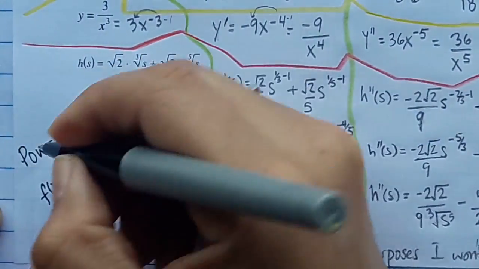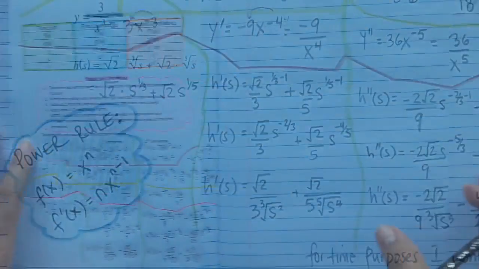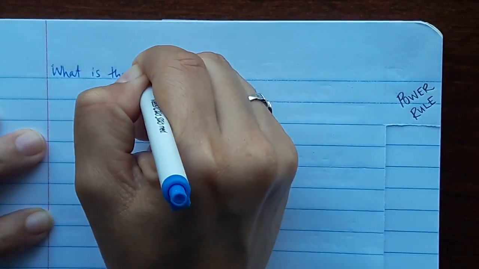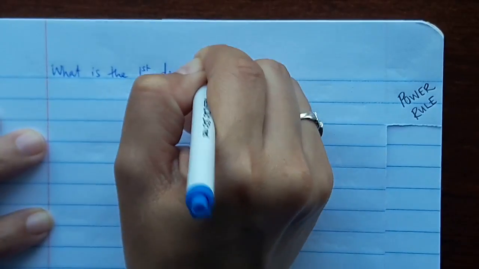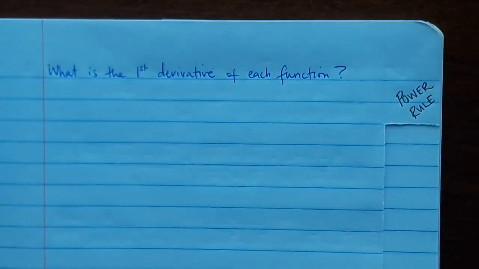Alright, so what does the power rule say? The power rule says that if you have f of x is equal to x to some n power, you're going to bring the power down to the front and multiply it and subtract 1 from it. That's the original definition. So let's do some practice examples. What's the first derivative of each function?